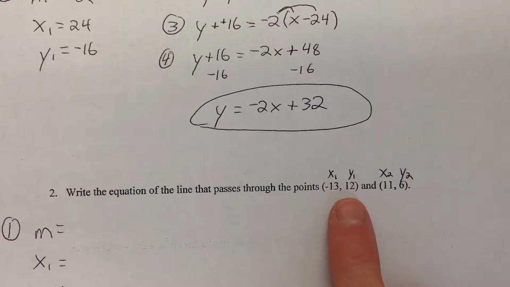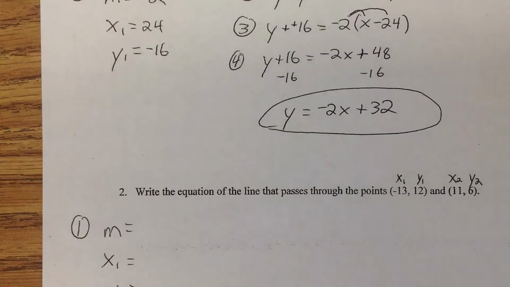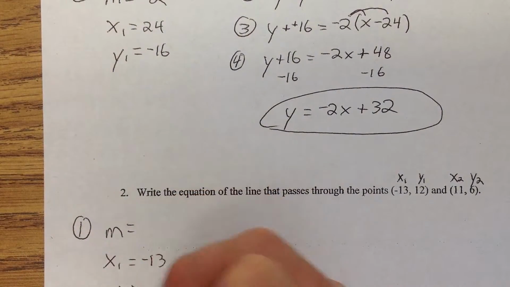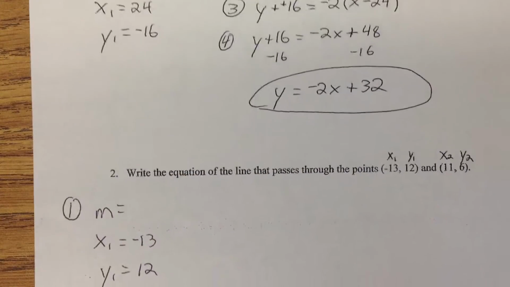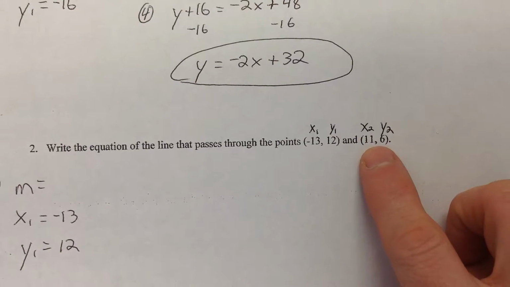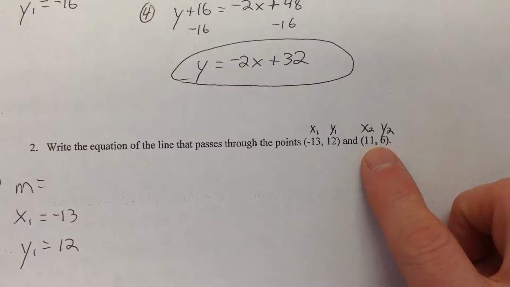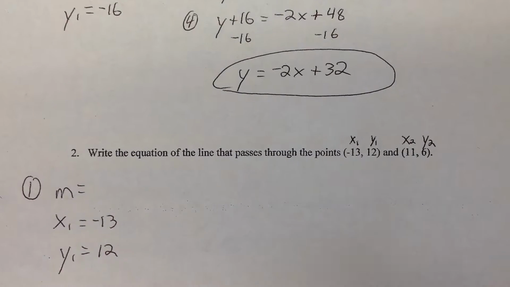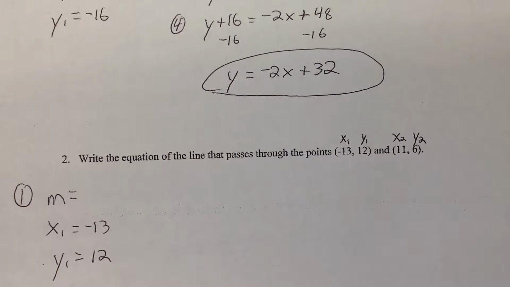So there's my x1 and y1. Negative 13 and 12. You know, I would say that some kids might go with this one just because there's no negative signs. And again, you can. You'll get the same answer. It won't matter which one you pick. But I'm just going to go with this one because that's the order they were written in.